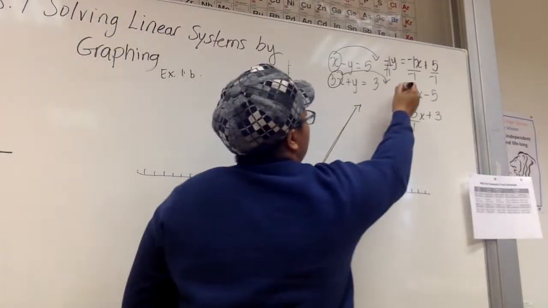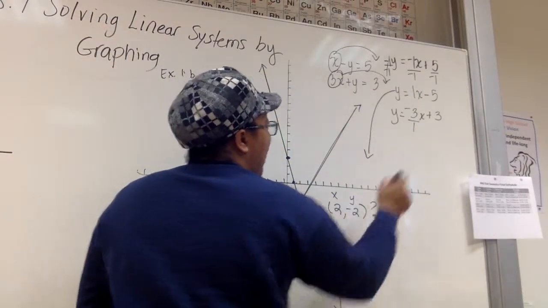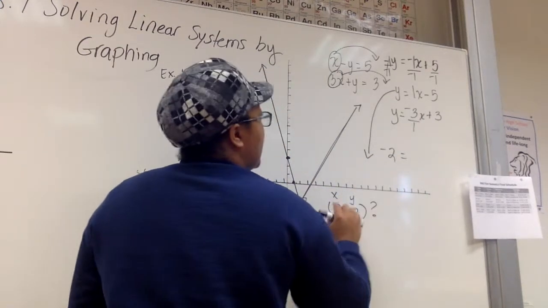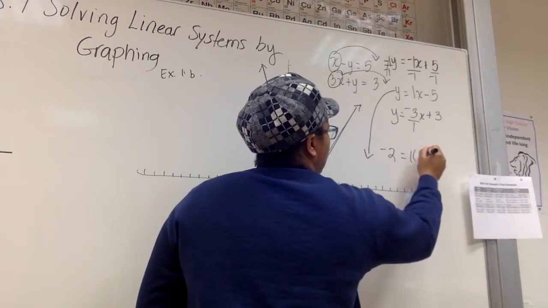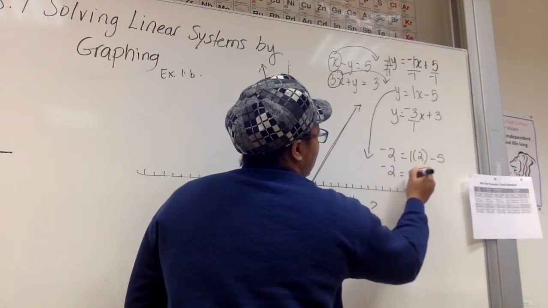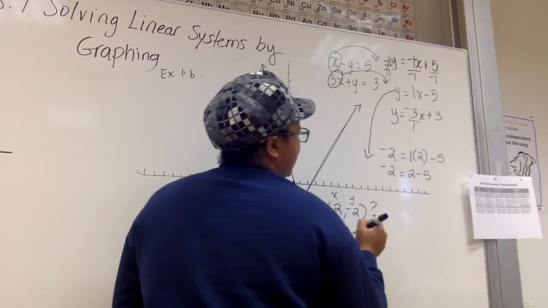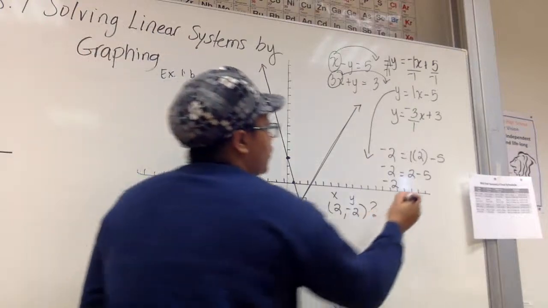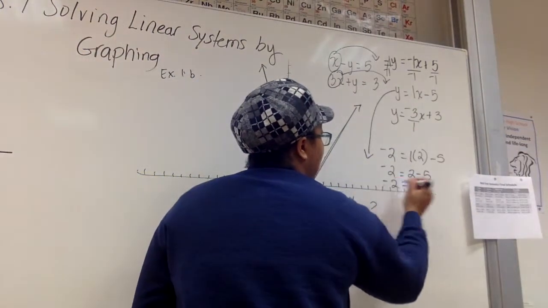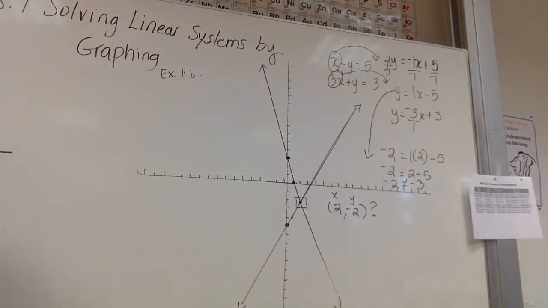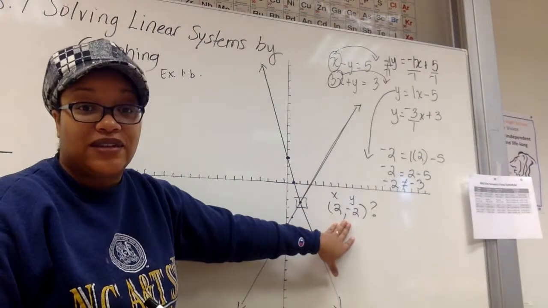So let's check with this equation. My y is negative 2. My x is positive 2, minus 5. So that's negative 2 is equal to 2 minus 5. Use your calculator if you need to. Negative 2 on the left is not equal to negative 3 on the right. So that's not my point of intersection.